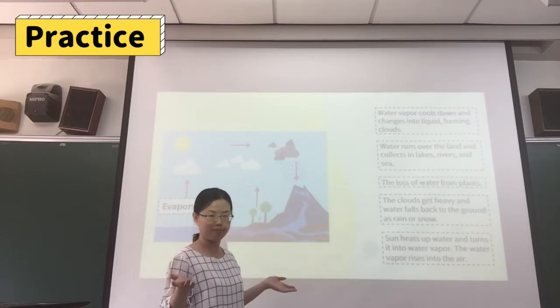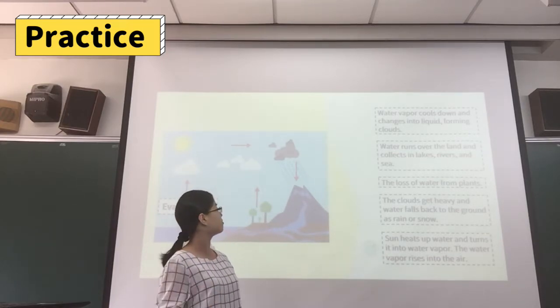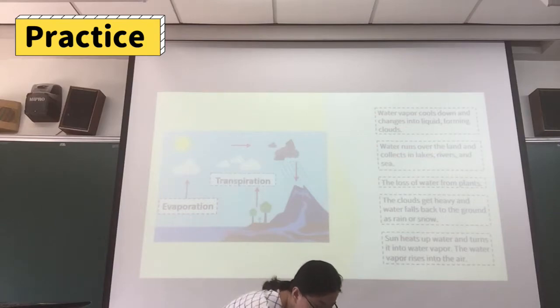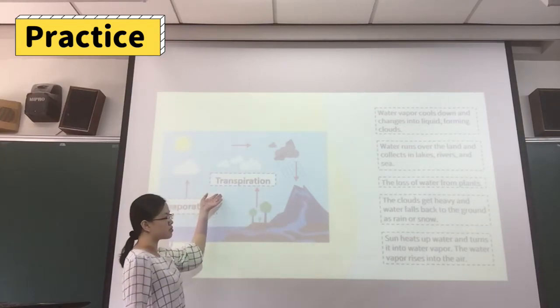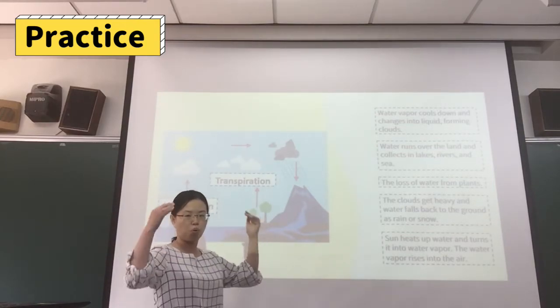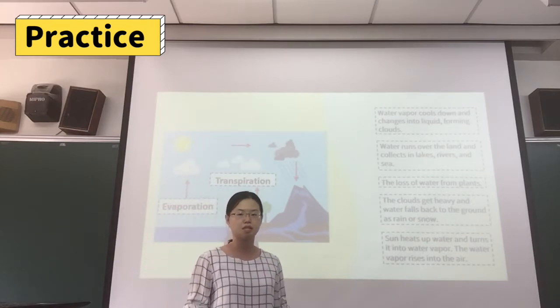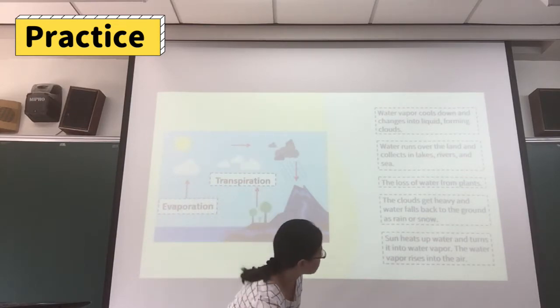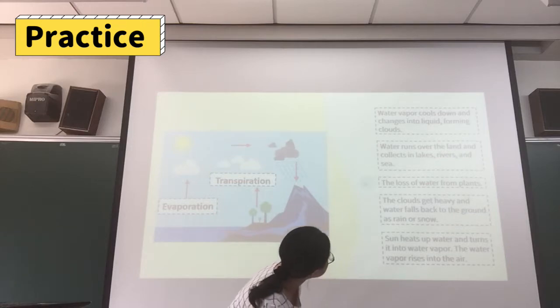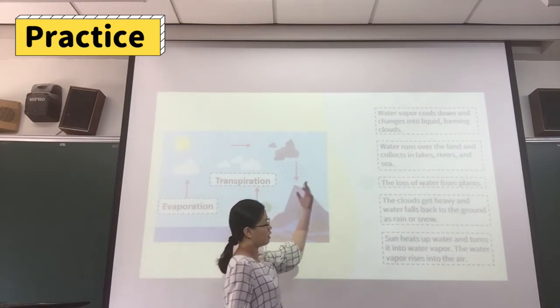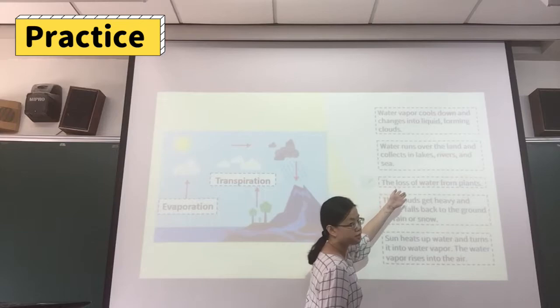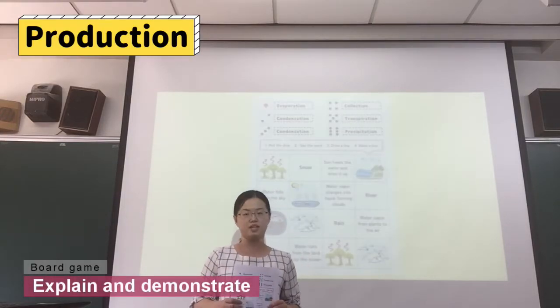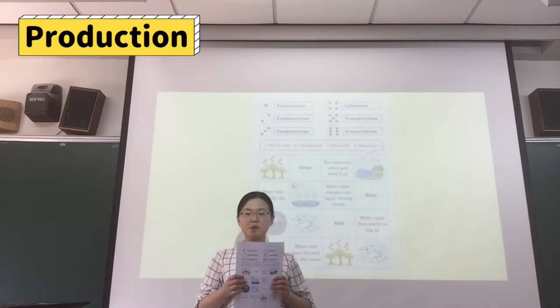The next step is group 3. Right. It's transpiration. So, what is transpiration? Group 6. Wonderful. The loss of water from plants. You all did a great job. Let's play the ball game.